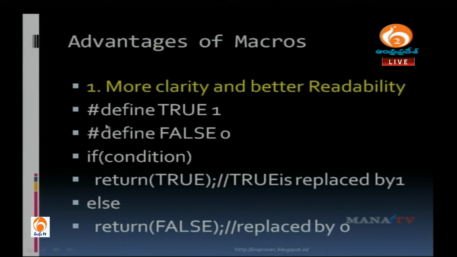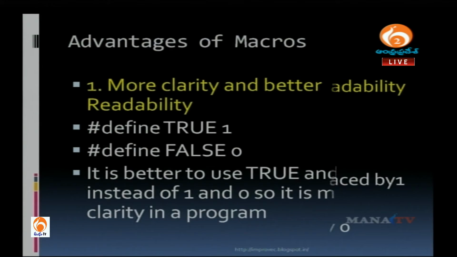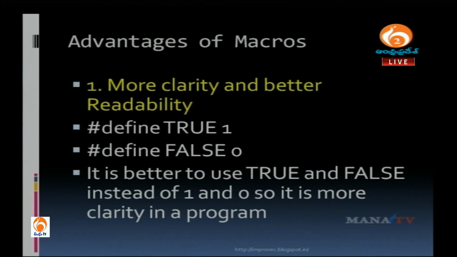So wherever true is there, that is replaced by 1. Wherever false is there, that is replaced by 0. That is the meaning of the macro here. Macros we generally write in capital letters. If you write small letters also, there is nothing wrong. It is better to use true and false instead of 1 and 0. So it gives more clarity in a program.